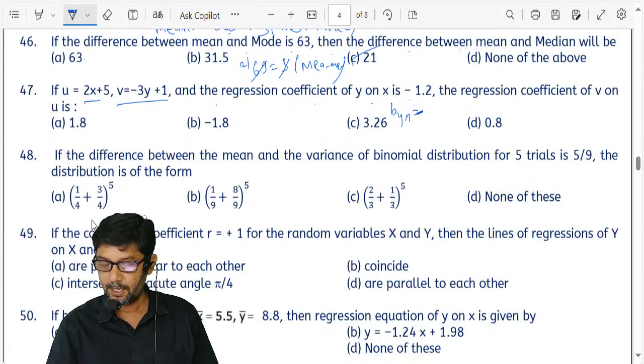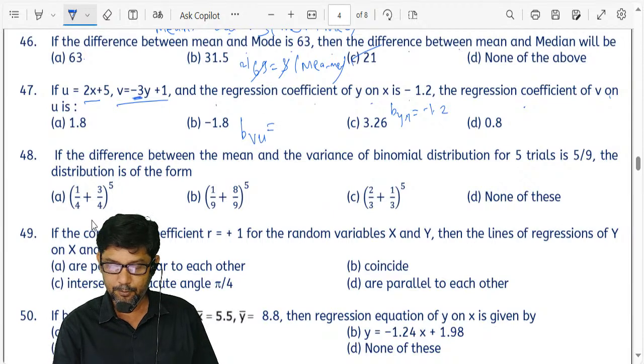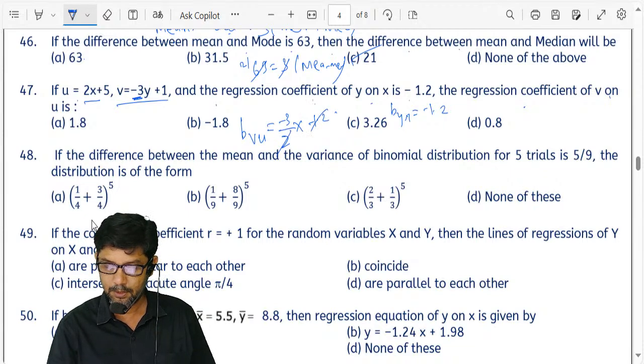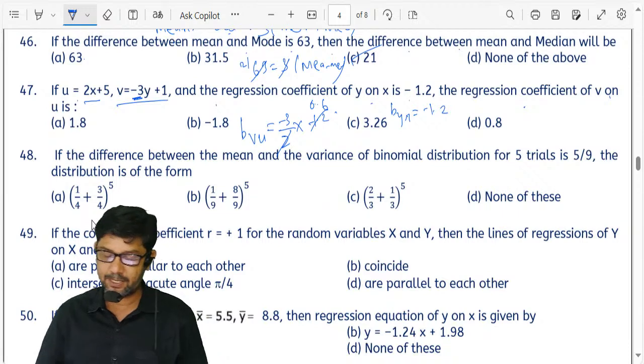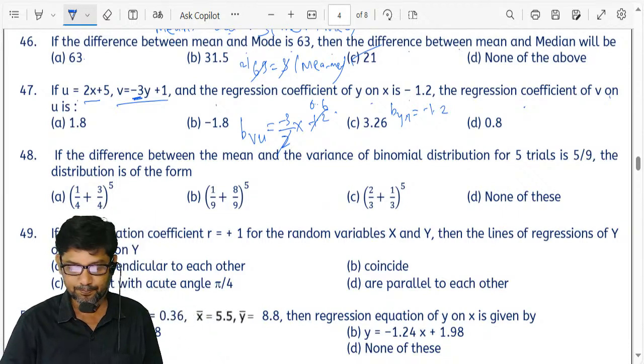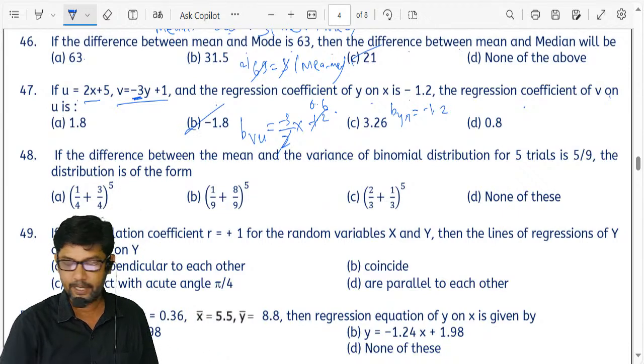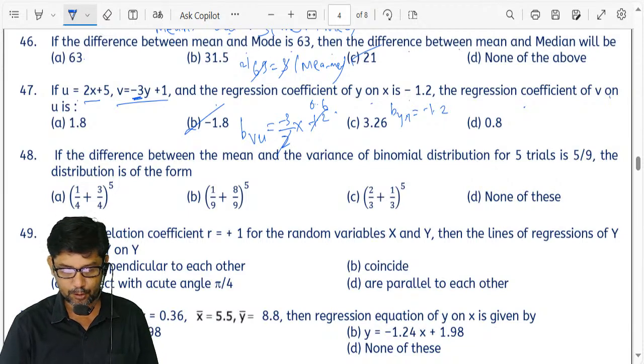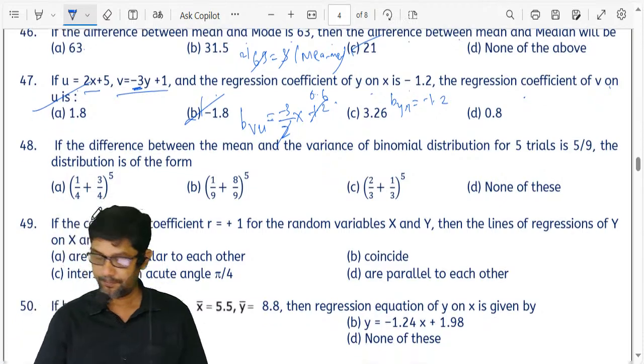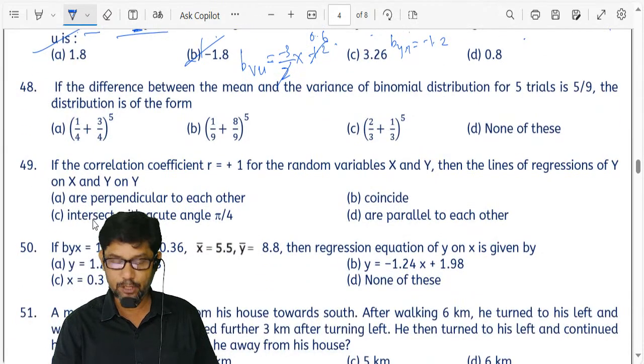Next, u is 2x plus 5, v is minus 3y plus 1, the regression coefficient y on x, byx is minus 1.2. Regression coefficient v on u is what? Coefficients we have to take: minus 3 by 2 into minus 1.2, that is 0.6. Minus 3 into 0.6 is minus 1.8. Oh, sorry, plus 1.8, because minus into minus is plus. Option A. Now, don't get confused about this question.